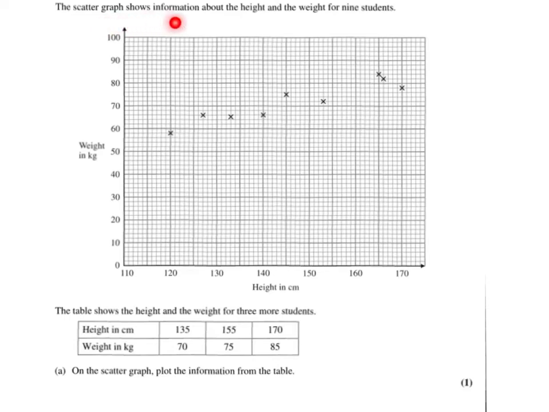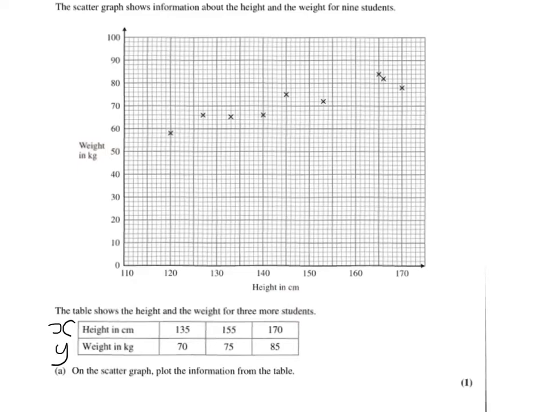Okay, the scatter graph shows the information about the height and weight for 9 students. So we've got our scatter graph here, and the table shows the height and weight for 3 more students. We've got to plot this information onto the graph. So what we need to know is what our little squares count for on the bottom, which number we put in first. Well, we put height first and weight second, so height is our x-coordinate and weight our y-coordinate.